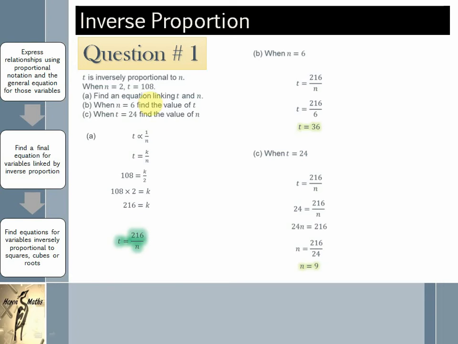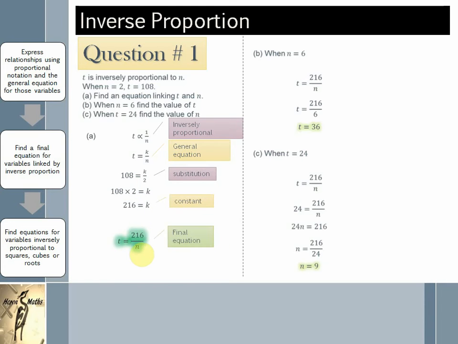So the first step is to find the equation linking t and n. First we have to write the equation. T is inversely proportional to n, so we write t is equal to k divided by n. This is the general equation. This is the proportional sign. Now substitute the values of t and n. We get the value of k, which is 216. Now write the final equation: t is equal to 216 over n.